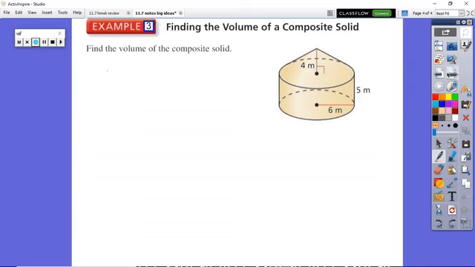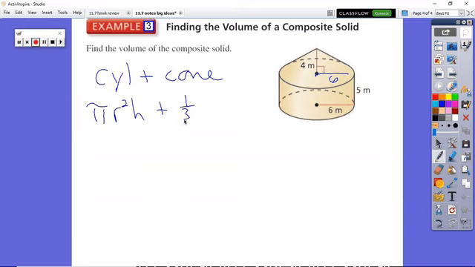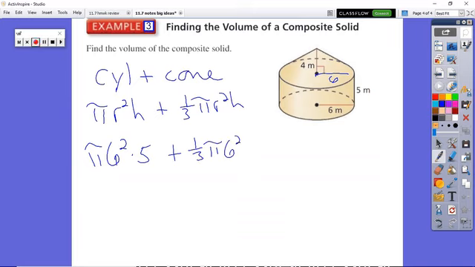All right, now in this one, we have a cylinder with a cone on top of it. And the heights are different, but the radii would be the same, basically, with these things. So the cylinder's volume, of course, is pi r squared h, and the cone's is 1/3 pi r squared h. So just plugging things in, you get pi 6 squared times 5 for the cylinder, and then 1/3 pi 6 squared times 4 for the cone.